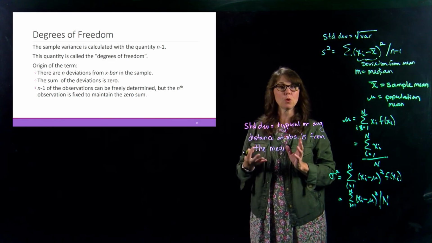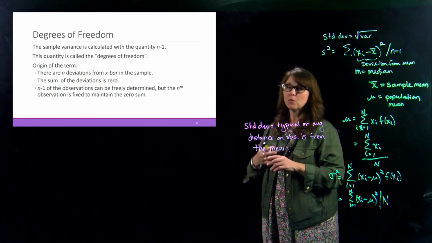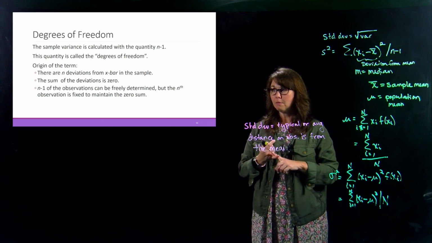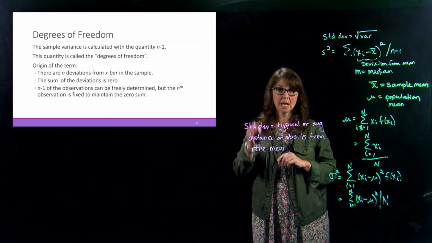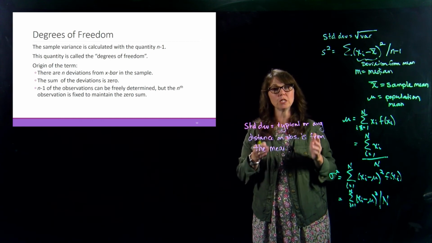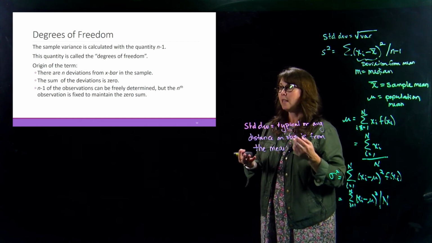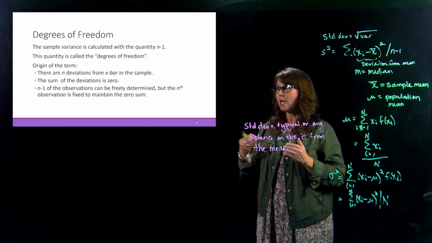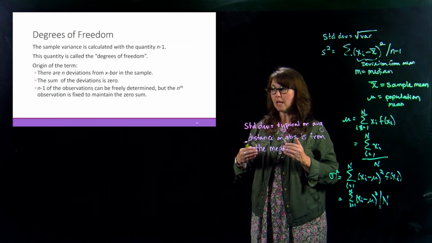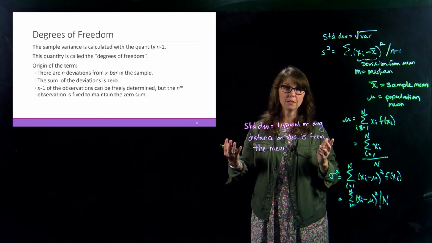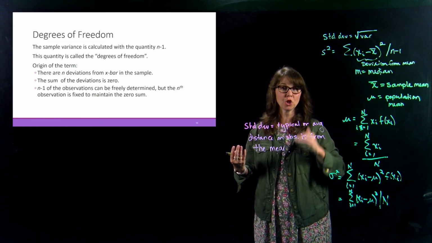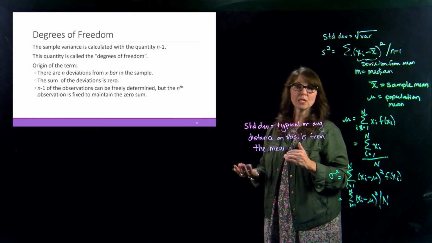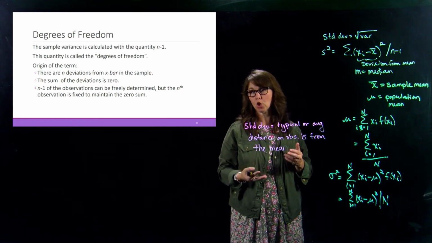This quantity is what we call degrees of freedom. So what's the origin of that term? There are n deviations from x bar in your sample. x i minus x bar is your deviation, and there's n of them. The sum of those deviations, as we already saw, was 0. And so n minus 1 of them are freely determined. But that last one is constrained by the fact that it's going to have to end up summing to 0. And so that's why we say that there's n minus 1 degrees of freedom.